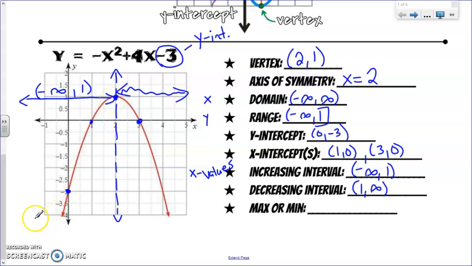A lot of people want to do y's because you want to be like, oh, top to bottom, but this is an interval, and it's an interval using the axis.